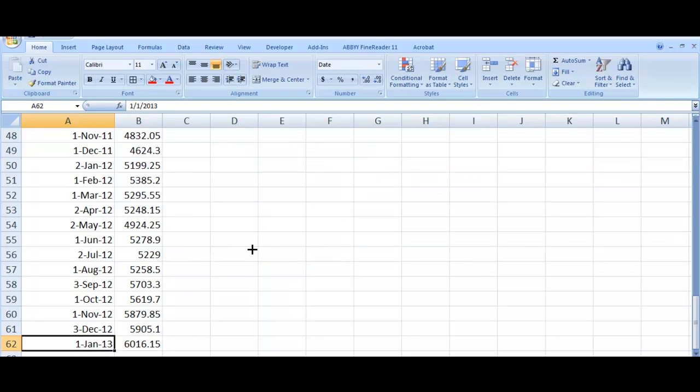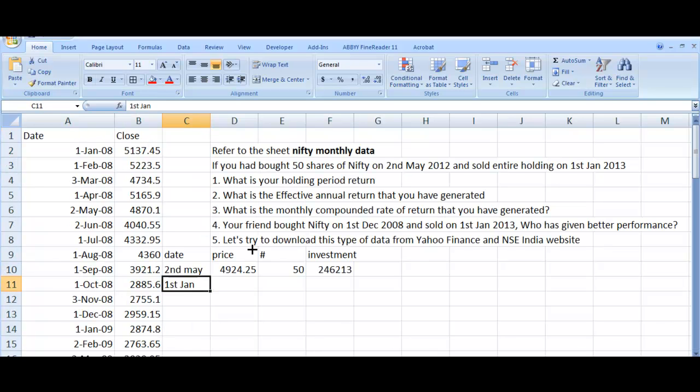On 1st of Jan, it is 6016. So we'll go over here and put 6016. I'm selling my entire holding, so I will copy this over here. Now I can also put the formula over here and compute the selling value, but I will just use drag and drop. Either I can drag this and get the final value, or I can copy this and paste it over here. Okay, so this is the final value. I bought at this, I sold at this. This is my entire investment realized.